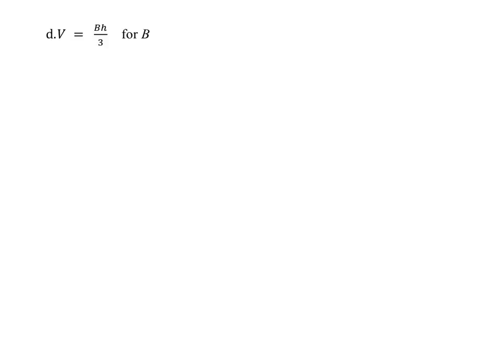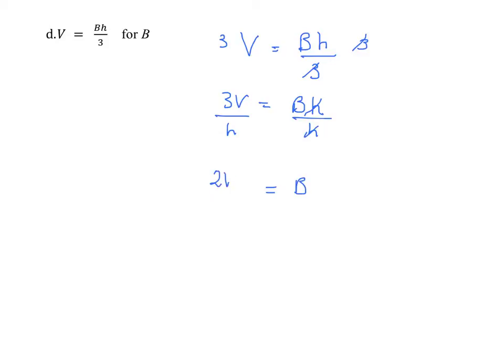Okay, let's take a look at this one. V is equal to capital B H all over 3. I'm solving for capital B, so I want to clear the fraction and multiply by 3. So we'll get 3V is equal to BH, and then I'm going to divide both sides by little h because I want to solve for capital B. So capital B is equal to 3 capital V over little h. Ta-da!